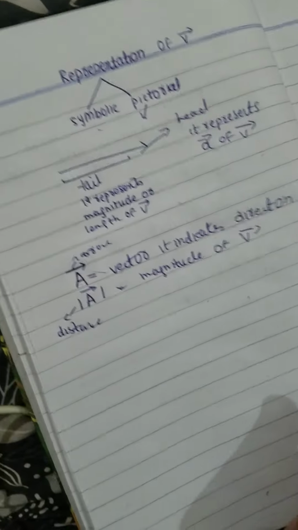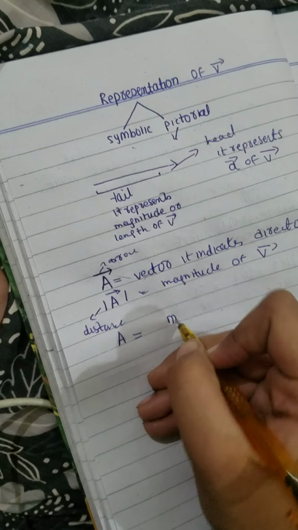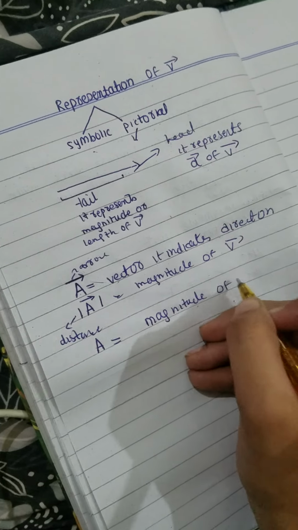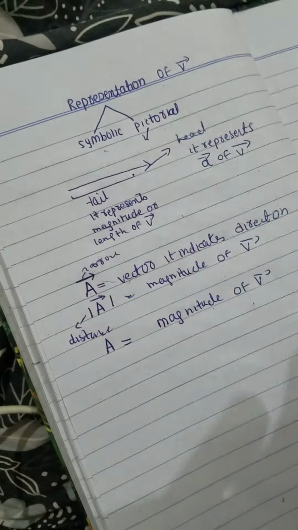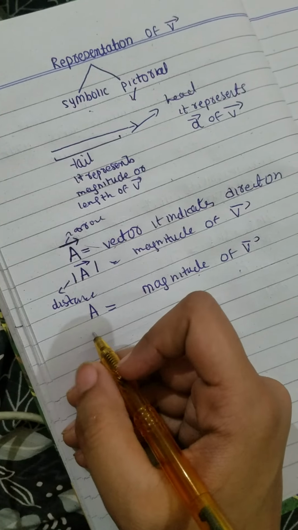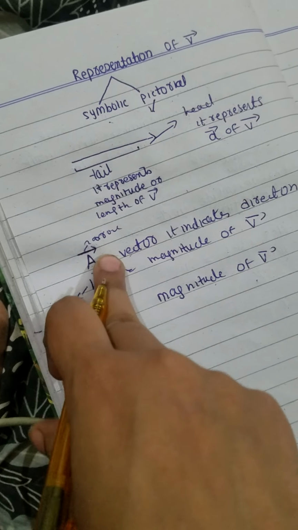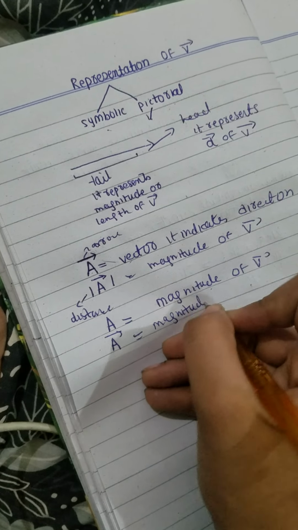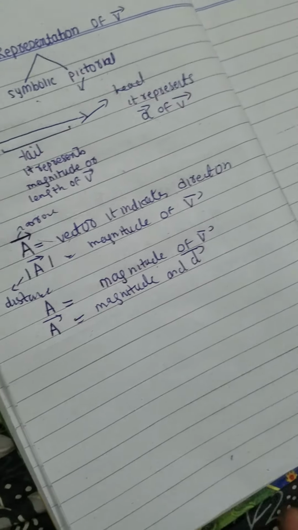And one thing, writing it like this, A, also means the magnitude of the vector. Both have the same meaning. And then we have one more way to write it, which means it has magnitude, and yes, one more thing, it has direction. So this is the thing.